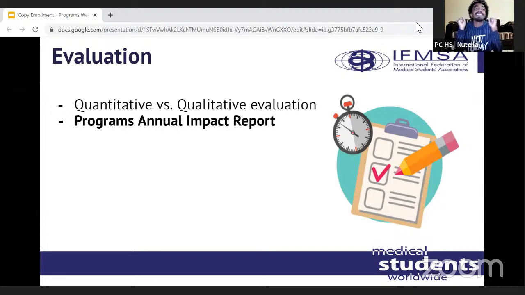Lastly, the importance of evaluation, and why we talk so much about it and why we have an entire webinar coming up about it, is that we need it for the program's annual impact report, which basically showcases all the impacts and effort carried out by activities under the umbrella of IFMSA programs, how many people we reach, what changes we made when it comes to the objectives of the programs, and all that. So yeah, I guess right now we are going to go to Sahiba again.